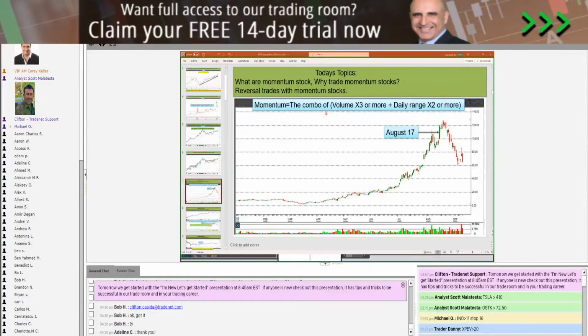Anyway, this is pretty much the idea. Momentum is the combo of volume and daily range, where again the numbers are not written in stone. I mean, those numbers can change. Volume is important, but it's not super important. Daily range is super important. Okay, daily range is super important.